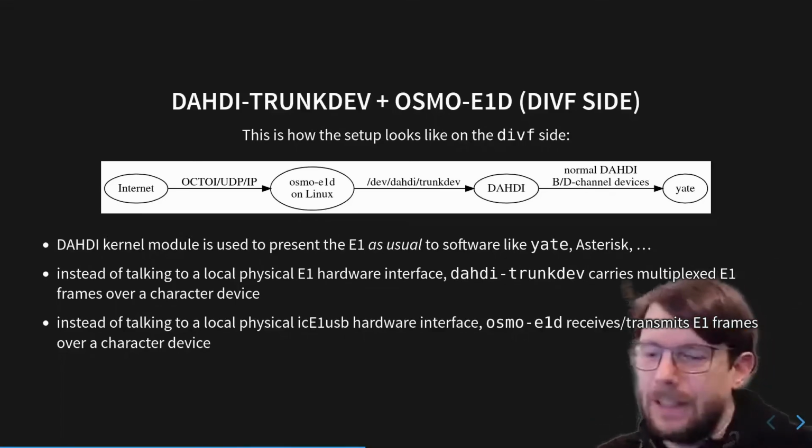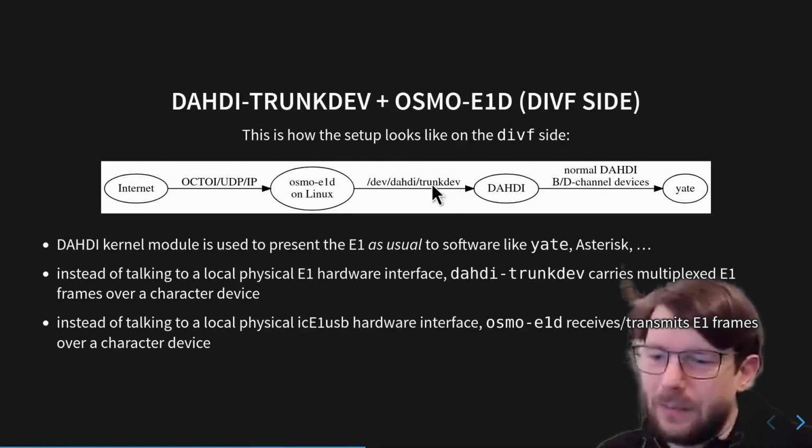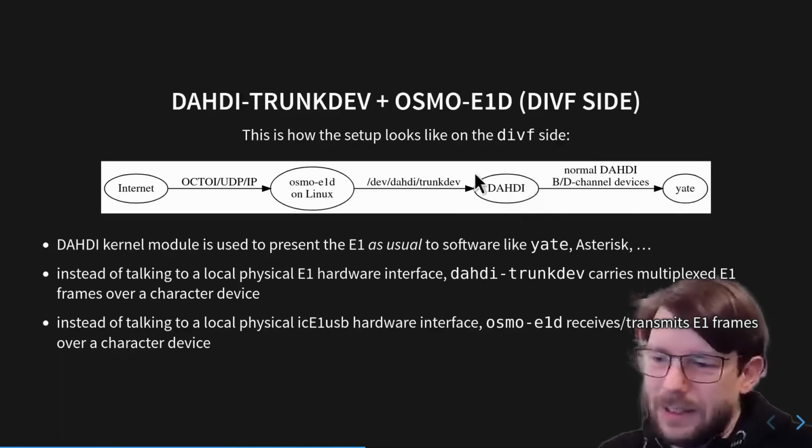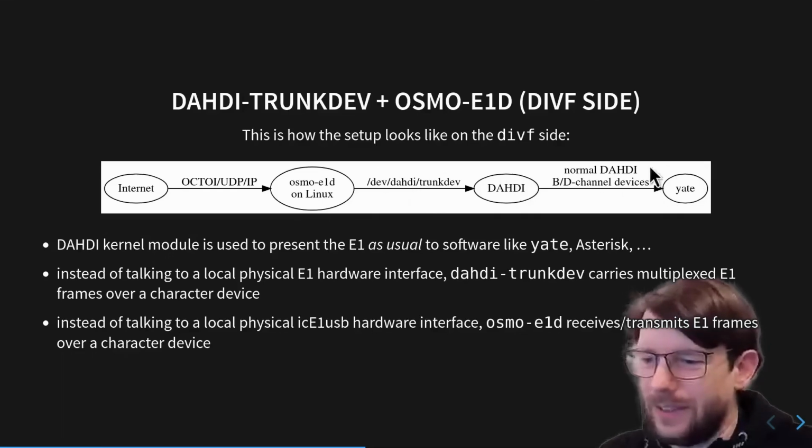And with dahdi-trunkdev, we modified it in a way that we don't have the software, in this case Yate, the soft switch, using DAHDI, and then DAHDI talking to some hardware, but actually we have another software interface. So we have a software interface to Yate, and we don't have a hardware interface at the other side, but we have another software interface that's called trunkdev.